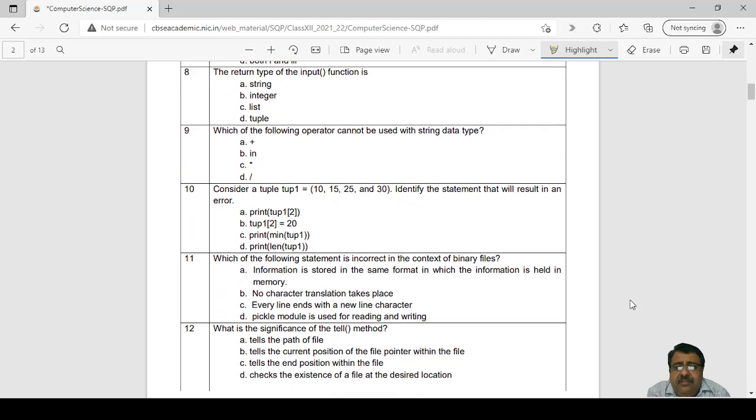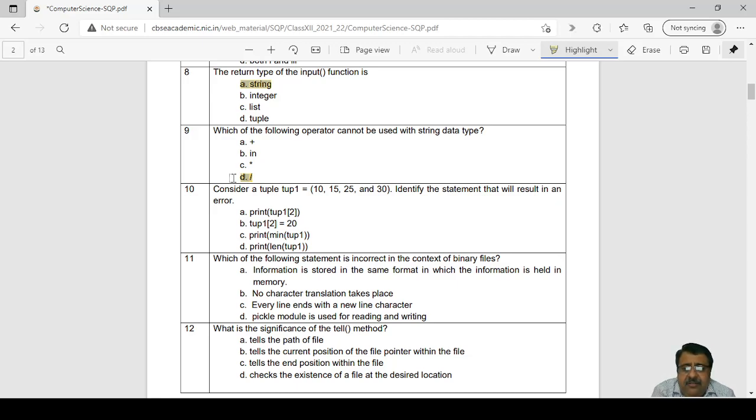Question number 8. The return type of the input function is, we know that the return type of input function is integer. Okay, with the help of eval, we will find out the actual data type and it will be converted. Which one of the following operators cannot be used with a string data type? So plus is used for concatenation, in is membership, multiplication is for replication. So the correct answer is option D.